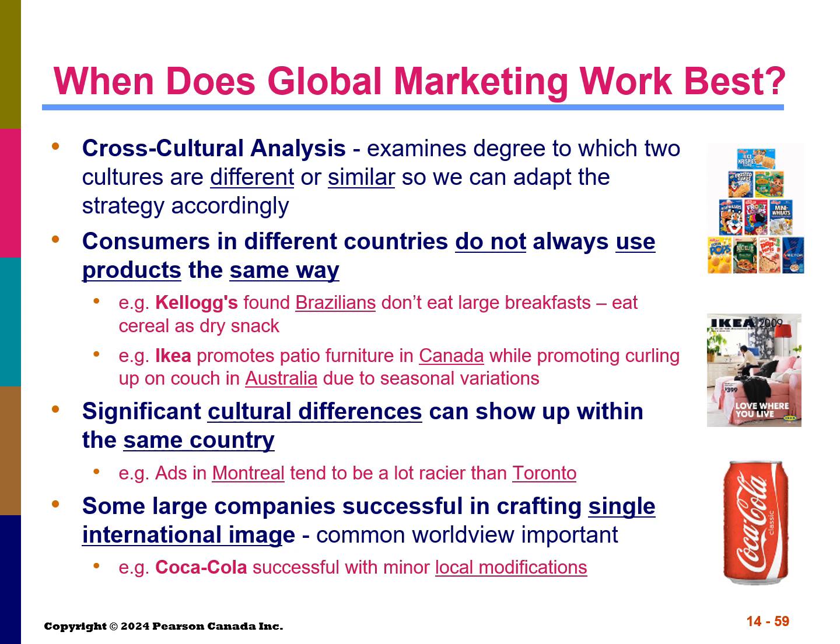Consumers in different countries don't always use products in the same way. For example, Kellogg's found that Brazilians don't eat large breakfasts. They often eat cereal as a dry snack. And IKEA promotes patio furniture in Canada while promoting curling up on the couch in Australia due to seasonal variations.